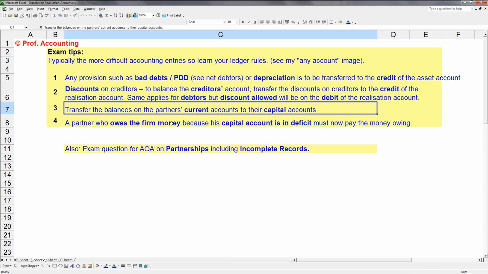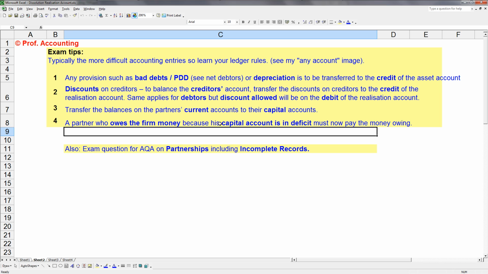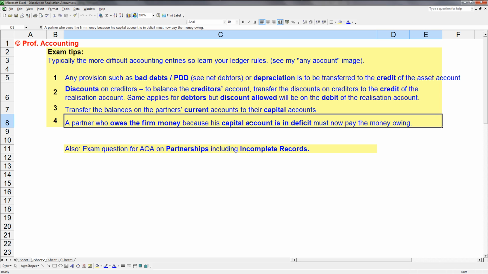We cannot have negative equity. That's what it's called, negative equity. If you finish your answer and your capital accounts have a balance b/d or balance c/d, you've done it wrong anyway, because this is a dissolution question, and you shouldn't have anything left because there's no new accounting there.